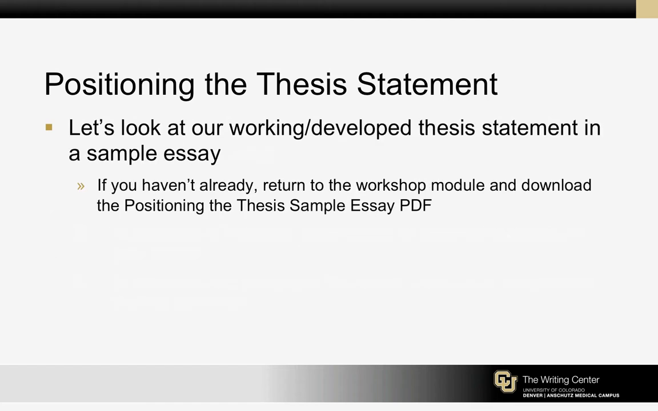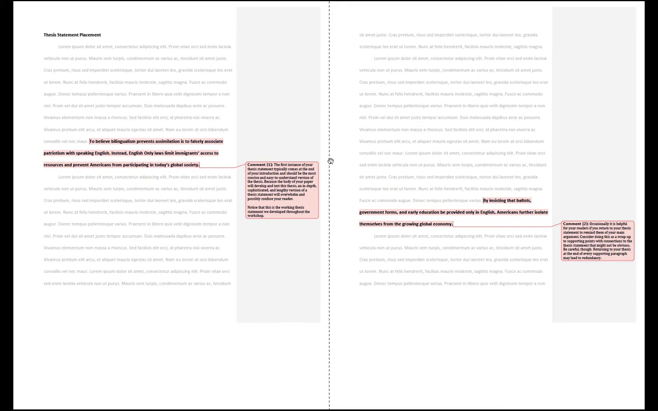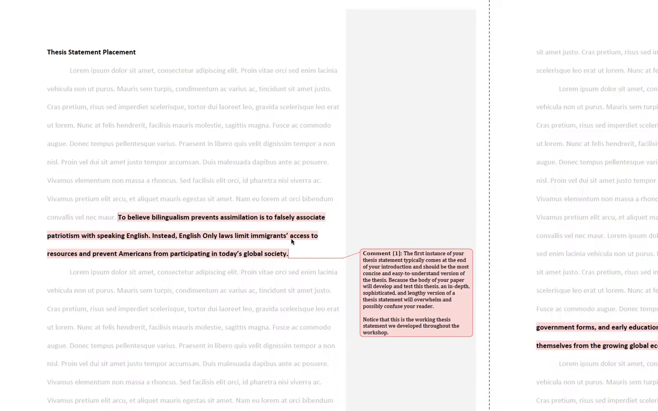Let's quickly see what our working thesis statement about bilingual education would look like positioned throughout a short argument essay. You can also download this sample essay in the workshop module. In this dummy document, all of the gray text is in Latin and is intended to represent the rest of the essay. You can ignore it. Right now, we're just concerned with the positioning of the thesis statements, which are bolded. At first glance, you should notice that our thesis is located at the end of the introduction, following one of the supporting body paragraphs, and on the third page near the beginning of the conclusion paragraph.